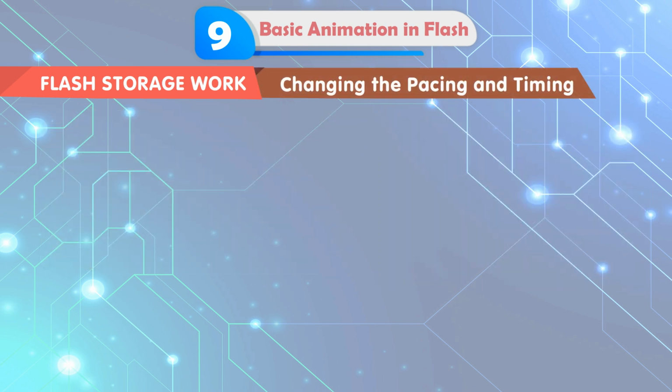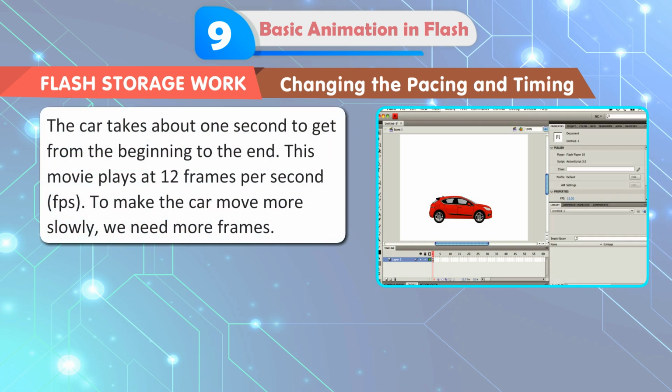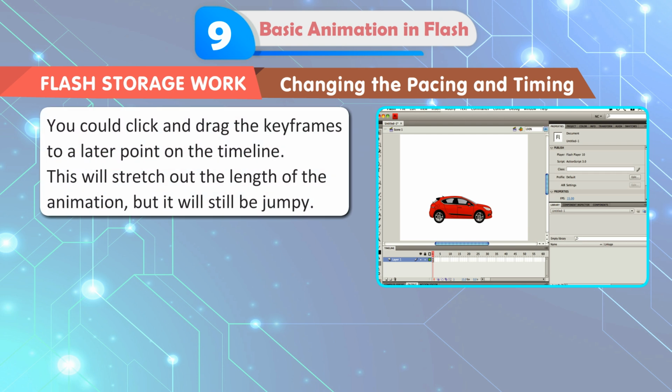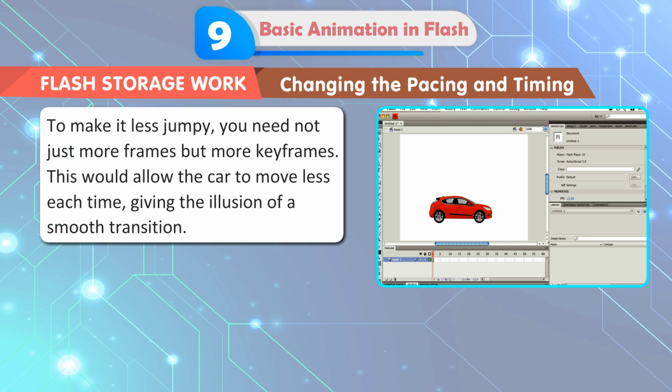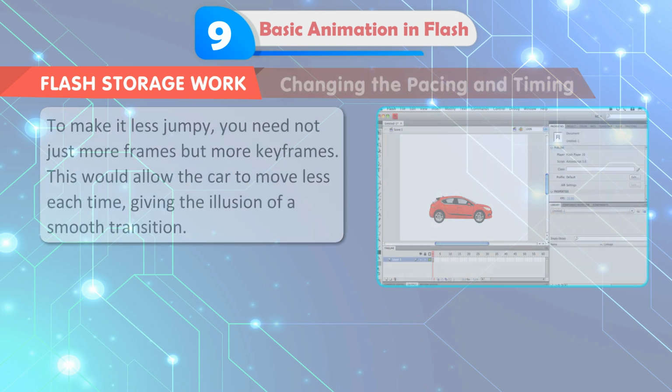Changing the pacing and timing. The car takes about 1 second to get from the beginning to the end. This movie plays at 12 frames per second. To make the car move more slowly, we need more frames. You could click and drag the keyframes to a later point on the timeline. This will stretch out the length of the animation, but it will still be jumpy. To make it less jumpy, you need not just more frames but more keyframes. This would allow the car to move less each time, giving the illusion of a smooth transition.